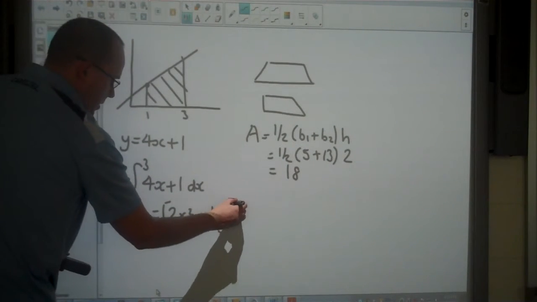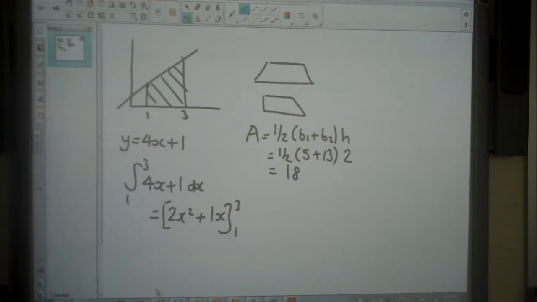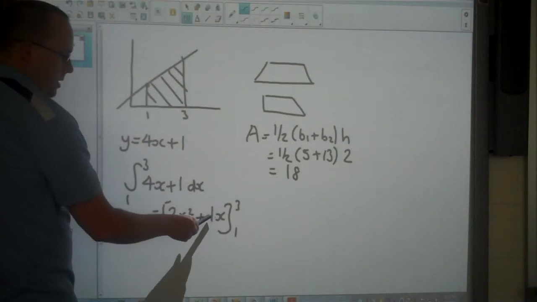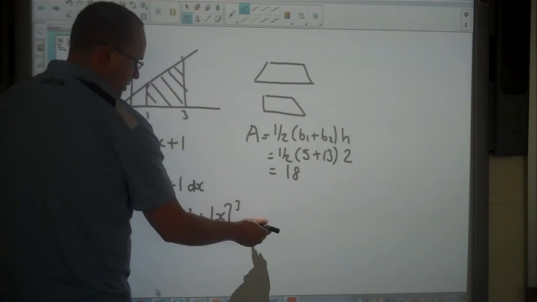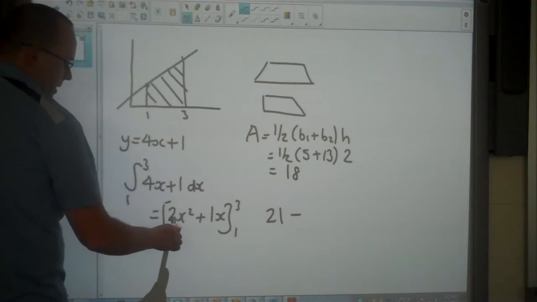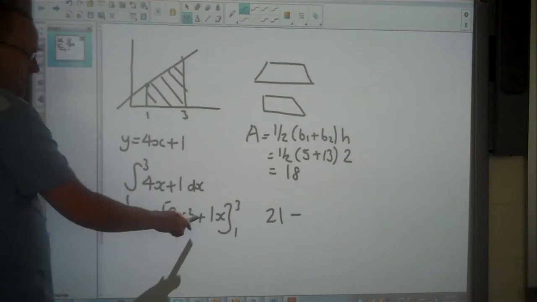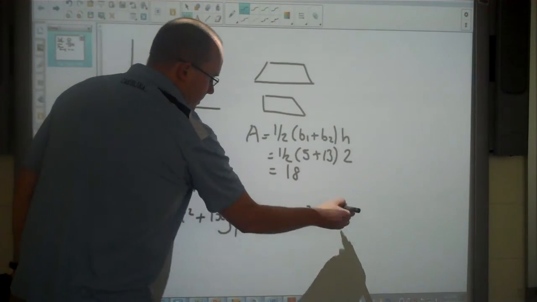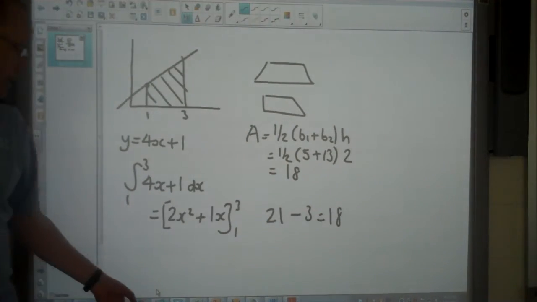Between 3 and 1. So if I plug 3 into this formula, 3 squared is 9, times 2 is 18, plus 1 times 3 is 3. So 18 plus 3 is 21. If I plug 1 into here, 2 times 1 squared is 2, 1 times 1 is 1, 2 plus 1 is 3, and sure enough I do end up with the same answer.